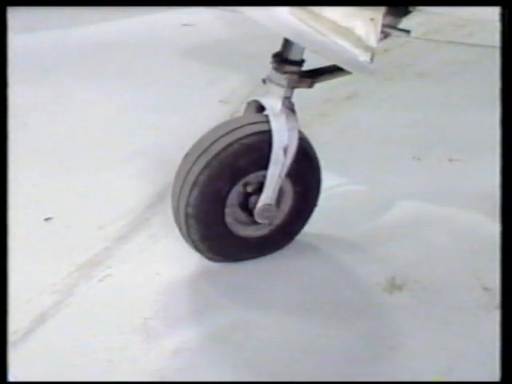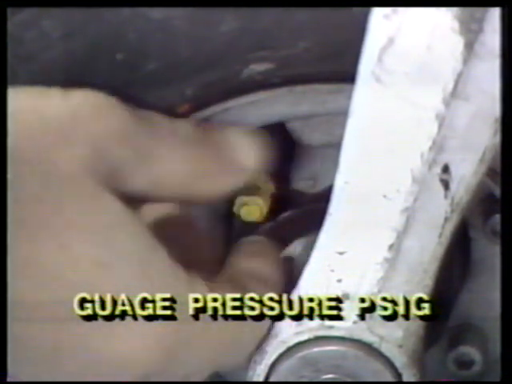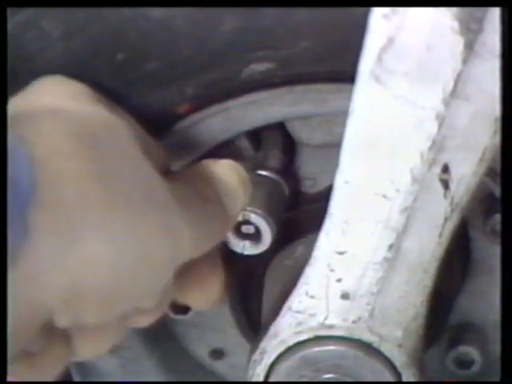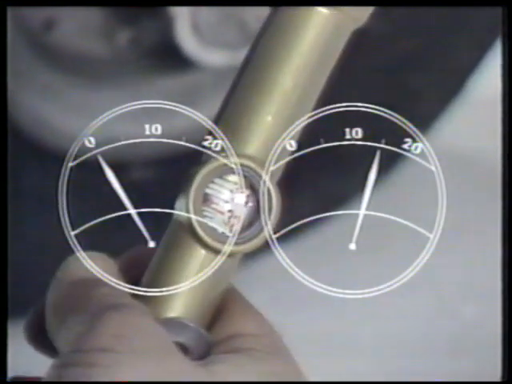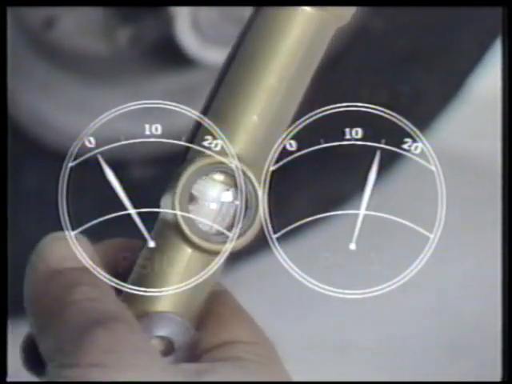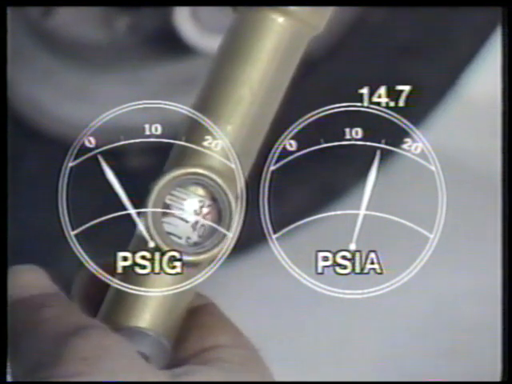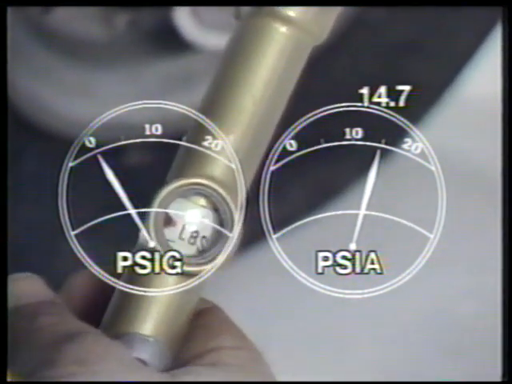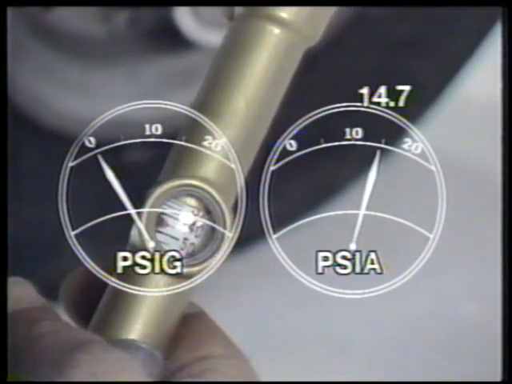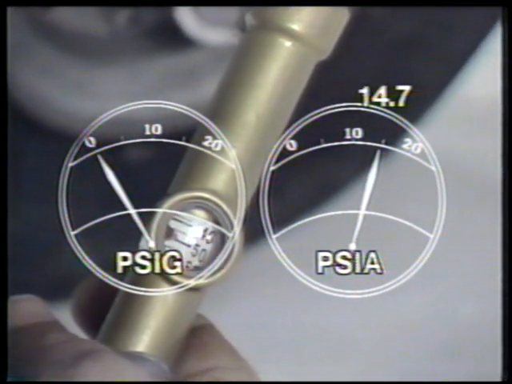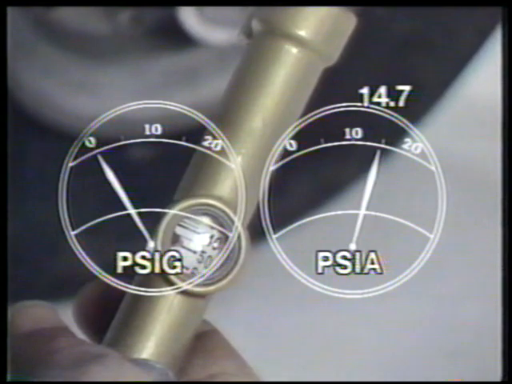The pressure which you normally read from a pressure gauge is measured in pounds per square inch gauge, or PSIG. The zero reference on most pressure gauges is actually 14.7 pounds per square inch absolute. A gauge that reads in absolute pressure will show a reading of 14.7 pounds per square inch at sea level.